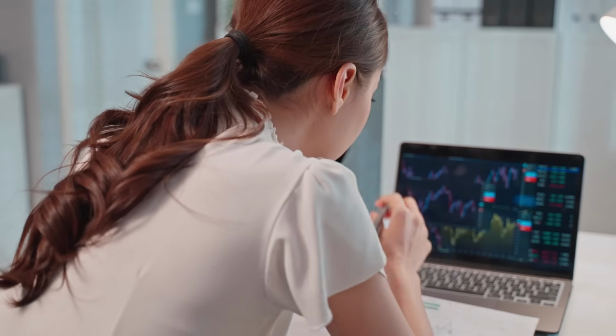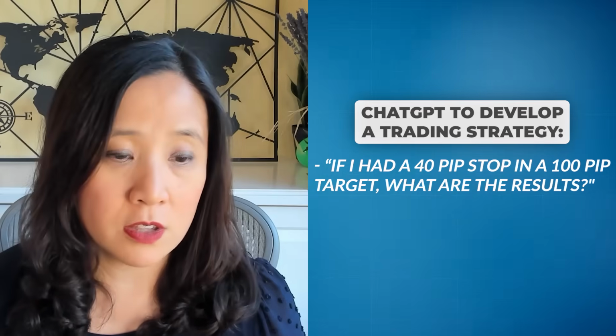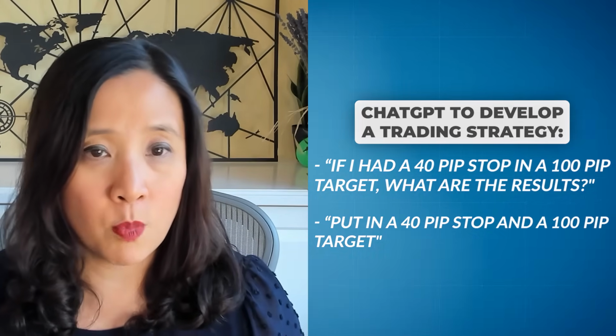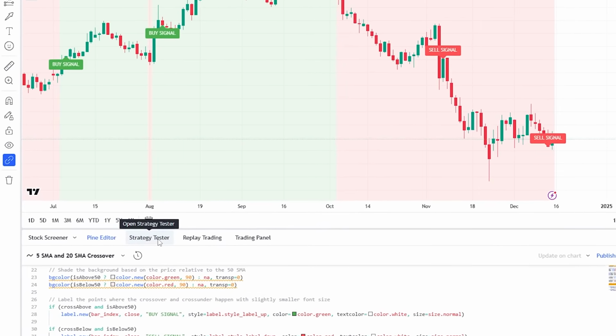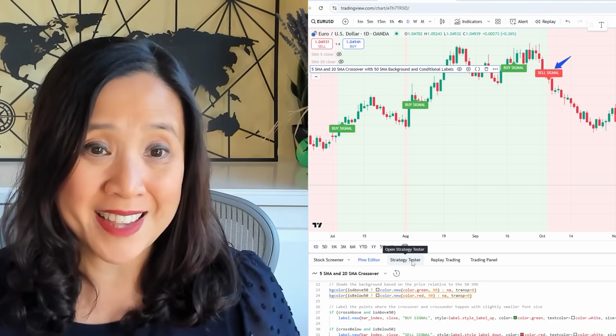And if you make a mistake, you can ask GPT to fix the mistake. It says that there's a mistake in my code. How can I fix it? And this is only scratching the surface. There's so many other ways that GPT can help you improve trading. For example, you can develop a trading strategy, use GPT code and say, if I had a 40 pip stop and a 100 pip target, what are the results? Because then you can tell GPT, put in a 40 pip stop and a 100 pip target. You basically use Tradingview's strategy tester down here, and you paste your code in and use it to back test your trading strategy.